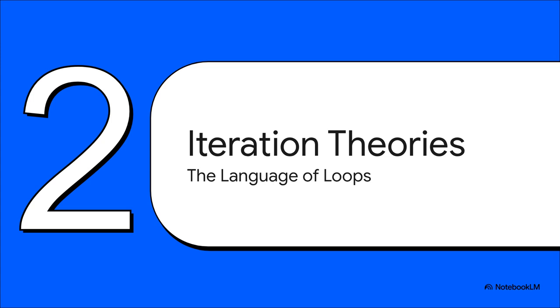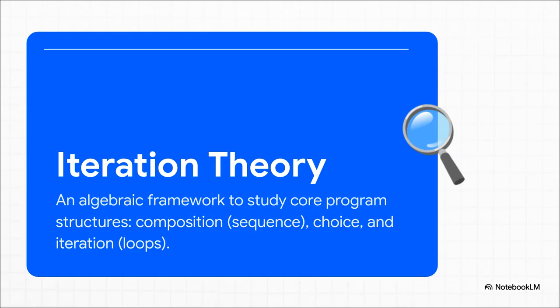So if we have these amazingly powerful recursive structures, how do we actually talk about them? How do we describe them? Well, we need a formal language, a system to lay out how they behave and what we can do with them. And that language is called iteration theory. So what in the world is iteration theory? Well, at its heart, it's really an algebraic framework. It's a system that was built specifically to study the three core things that almost every program does: doing things in a sequence, making a choice, like your classic if-else statement, and of course, iteration, repeating something in a loop. It basically gives us a pure mathematical way to talk about program flow.